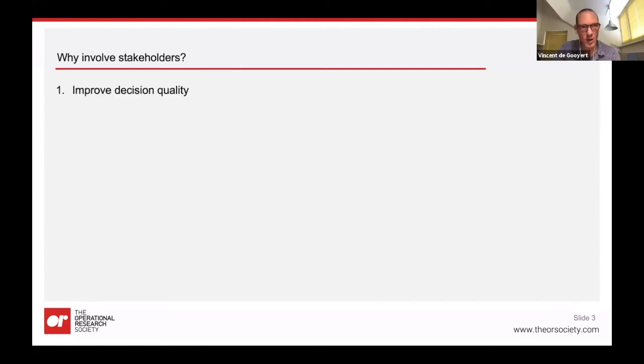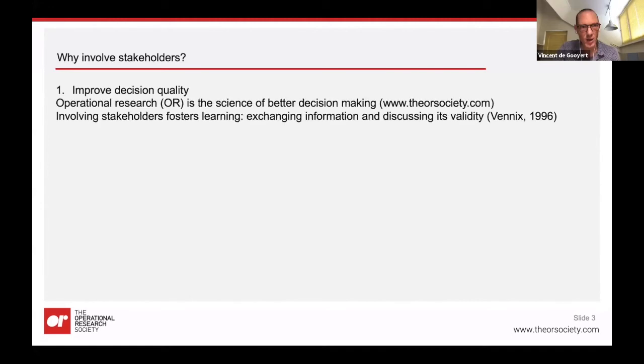Well, one is improving decision quality. Operational research is the science of better decision making, and sometimes you can get to a better decision if you involve stakeholders. For example, as Sean already expressed in the first presentation, in messy, complex, wicked situations, there's not a single expert that has all the knowledge that is necessary to come up with a good solution. So involving stakeholders can then help to come up with a better solution compared to the situation where you did not involve different stakeholders with different worldviews. So it's a way of collecting more data, right? Collecting the different viewpoints from different stakeholders.